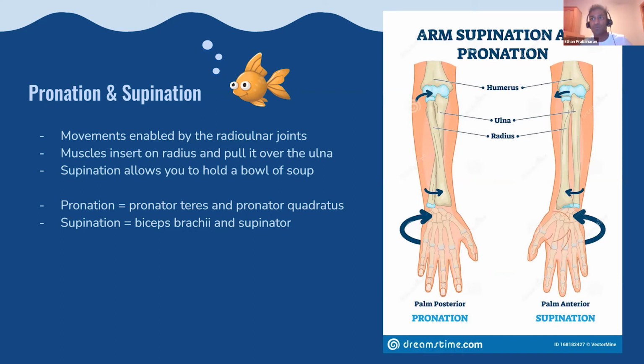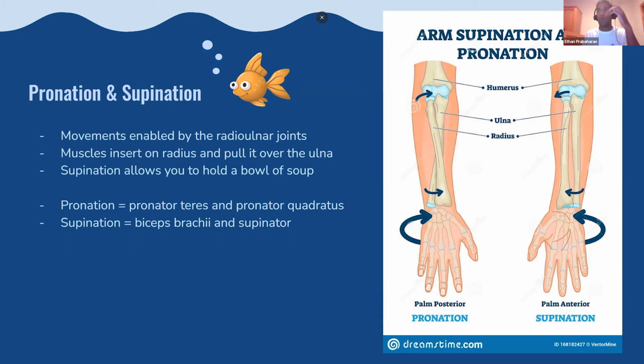I find the easiest way to remember supination is when you move your hands in a way that allows you to hold a bowl of soup, that movement is supination, whereas pronation is the opposite. So that gets you to a point where your palms are facing down. So supination allows you to hold the soup, and pronation is the opposite. Okay, and that movement isn't actually occurring at the elbow, that's actually occurring at the proximal and distal radio-ulnar joints.